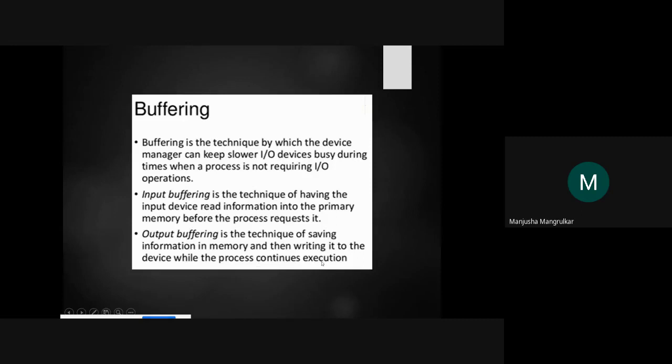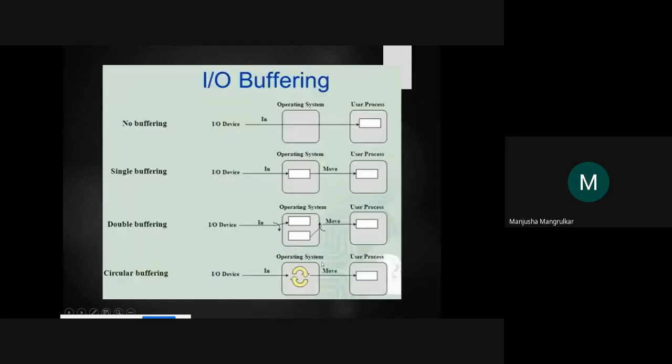So the first kernel IO subsystem task is scheduling. Second is buffering. And how does buffering work? No buffering is when the IO device is directly connected to the user process. Single buffering means only one buffer for the IO process. Double buffering means two buffers are there: first is connected, and then the second is used. Circular buffering means one by one. So these are the IO system buffering types.